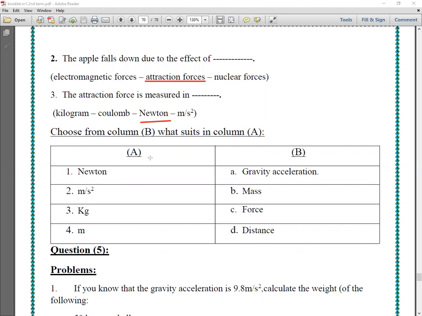Here, choose from column A what fits in column B. Number 1, Newton. It's the unit for what? Newton is measured by force. Number 2, meter per second square, this is the unit of the gravity acceleration. Number 3, kilogram, it's the unit to measure the mass. And number 4, meter, it's a unit to measure the distance.